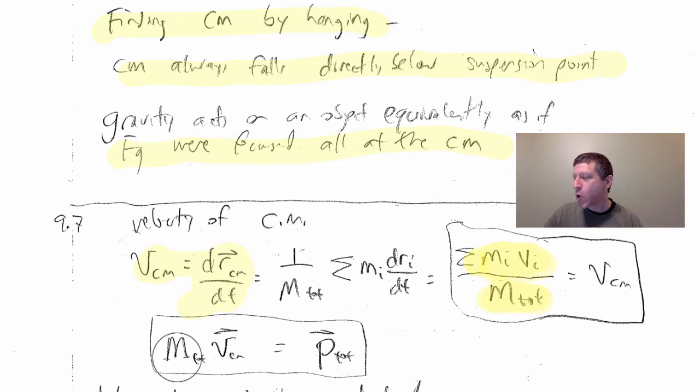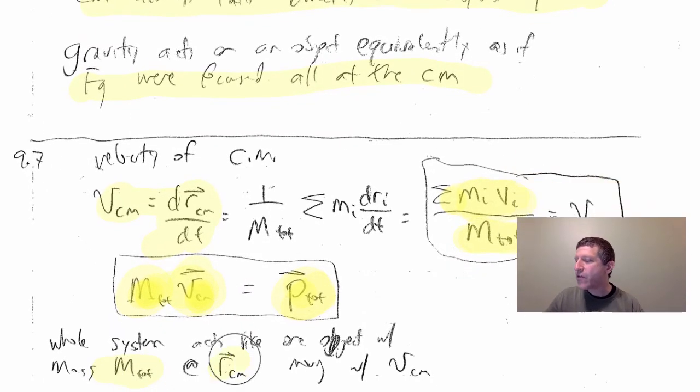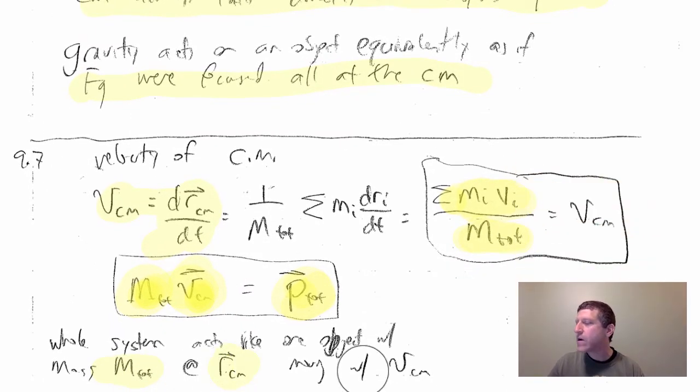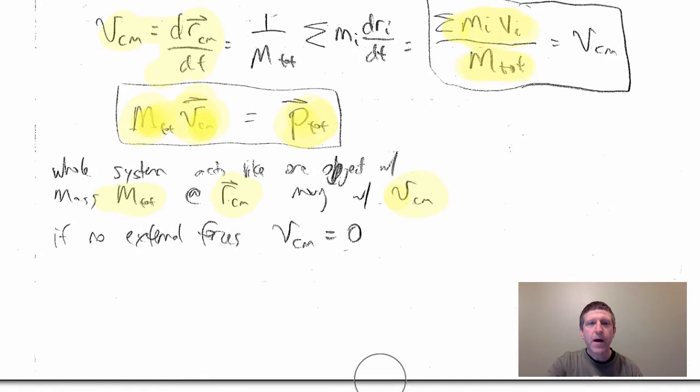So if you take the total mass of a system of many objects and multiply that by the velocity of the center of mass, even if the particles are moving in all different directions, you get the total momentum of the system. The whole system acts as if it were one object with its total mass, m total, at the position of the center of mass, moving with the velocity of the center of mass. And that can actually simplify a lot of problems for us.